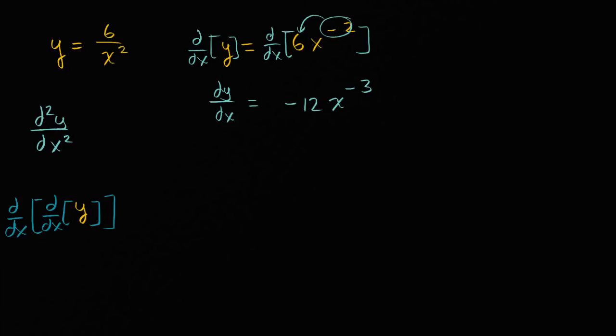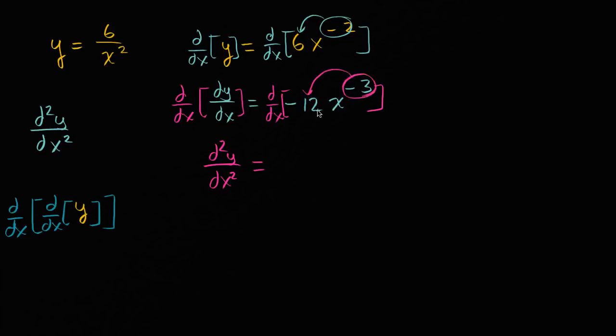And now let's take the derivative of that with respect to x. So I'm going to apply the derivative operator again. Now the left-hand side gets the second derivative of y with respect to x is going to be equal to, well, we just use the power rule again. Negative 3 times negative 12 is positive 36 times x to the, well, negative 3 minus 1 is negative 4 power, which we could also write as 36 over x to the 4th power. And we're done.